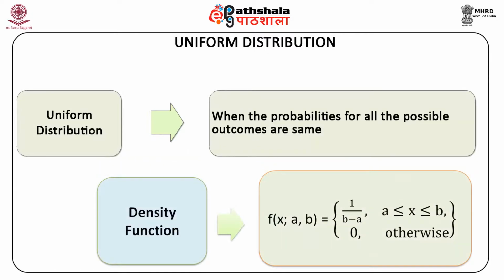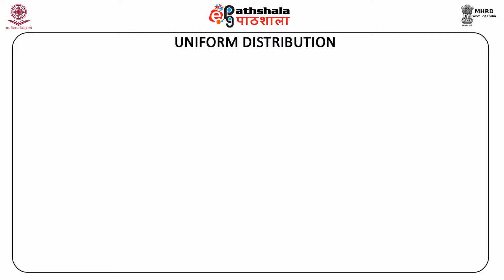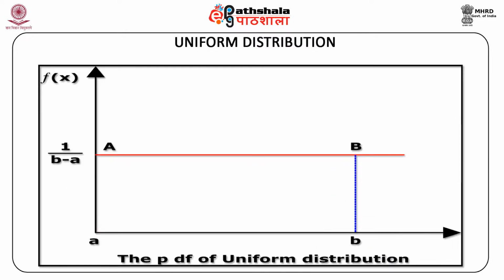The density function of the continuous uniform random variable x on the interval a, b is given by f(x; a, b) equal to 1 divided by b minus a, for x greater than or equal to a and x less than or equal to b, and 0 otherwise. This is equation 1. Here the probability is proportional to the length of the interval under consideration.